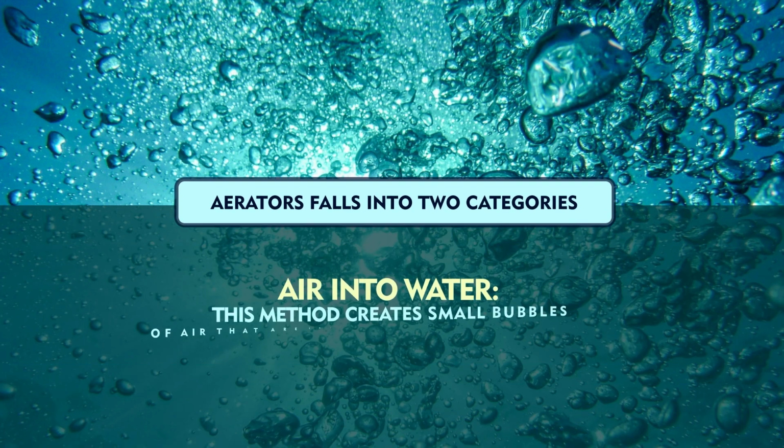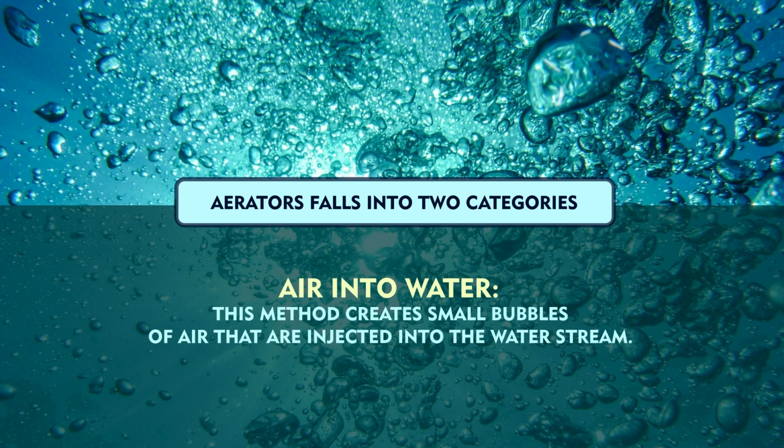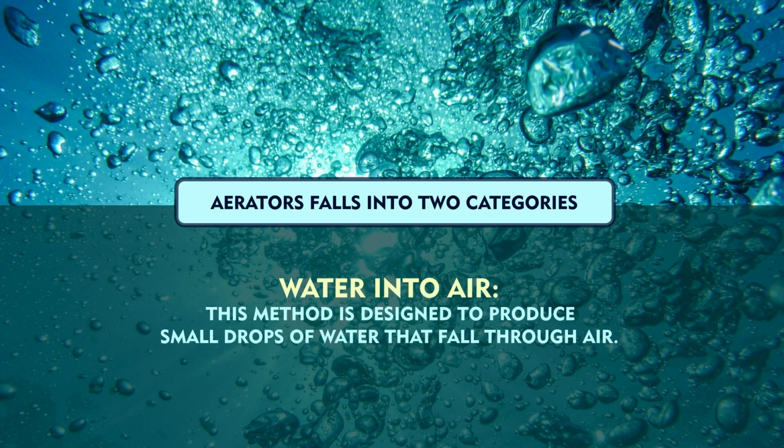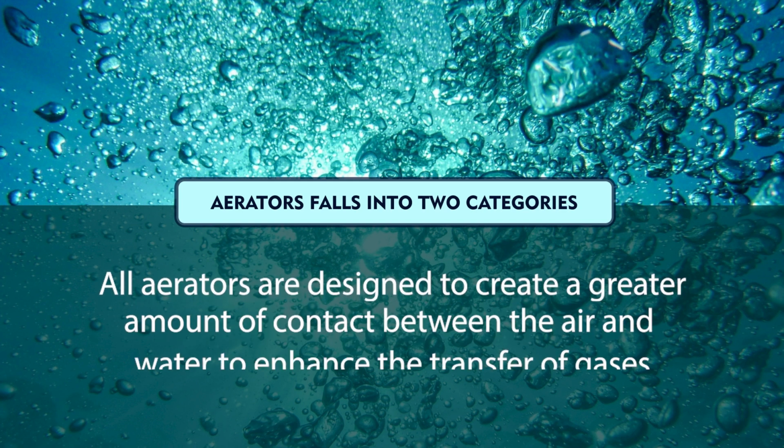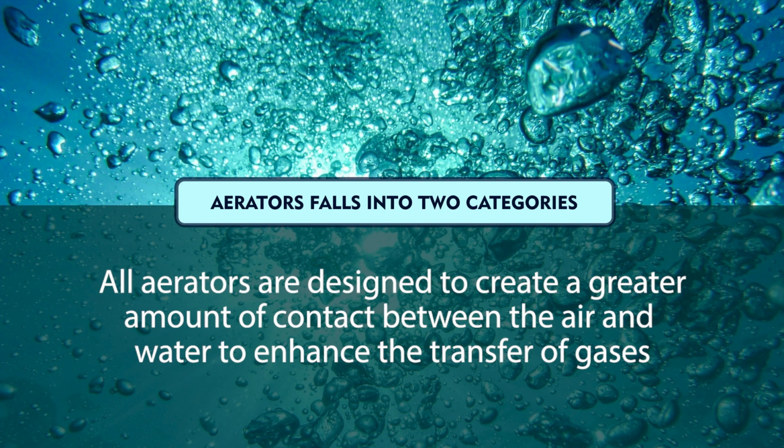Aerators generally fall into two categories: air into water or water into air. In the case of air into water, this method creates small bubbles of air that are injected into the water streams. In the case of water into air, this method is designed to produce small drops of water that fall through the air. All aerators are designed to create a greater amount of contact between the air and water to enhance the transfer of the gases.